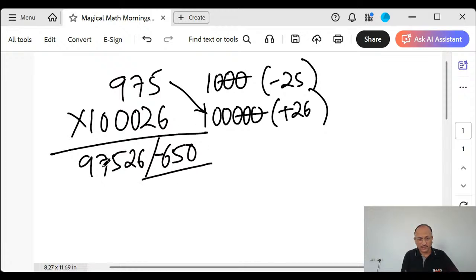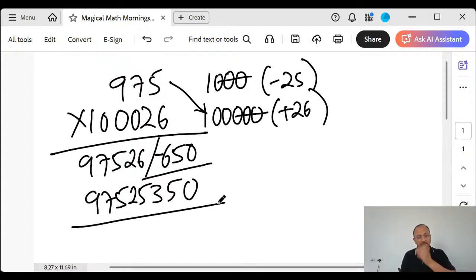So what we write, we'll write one less than the one before, 97525, and then apply Nikilam Sutra for this. That is 9's complement of 6 is 3, 9's complement of 5 is 4, and 10's complement of 0 is 0. Sorry, but here what we have to do, last one is, other than 0, we are going to apply the tens complement, correct? No, 350. 97525350 is the answer.